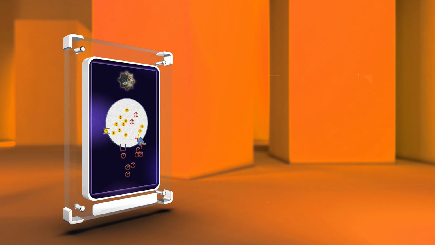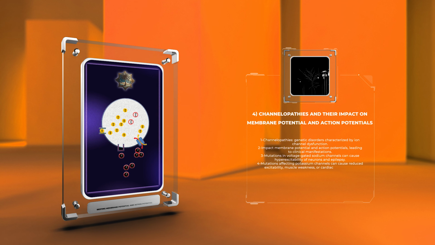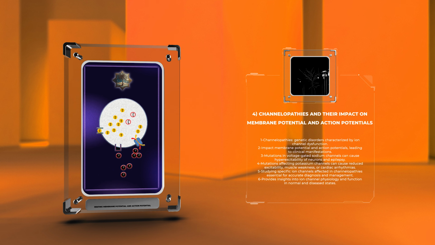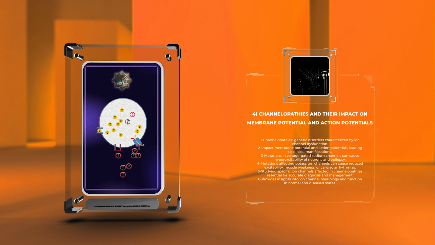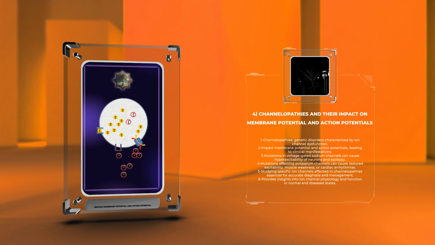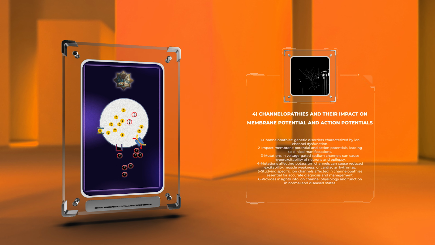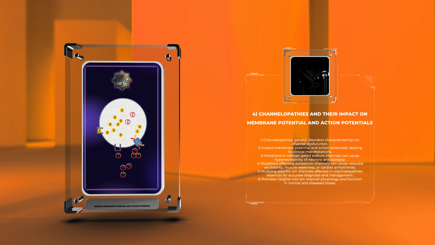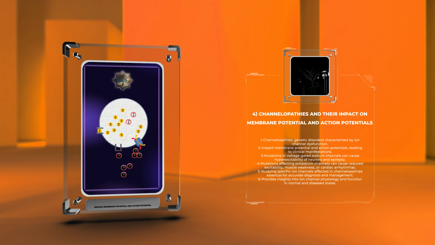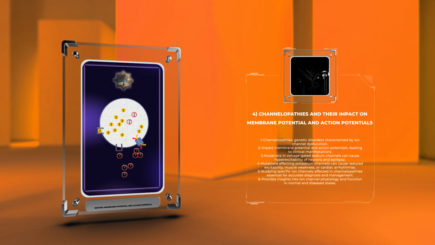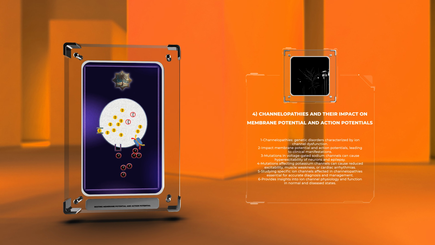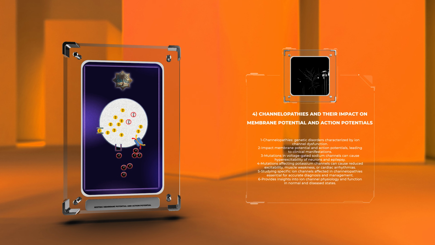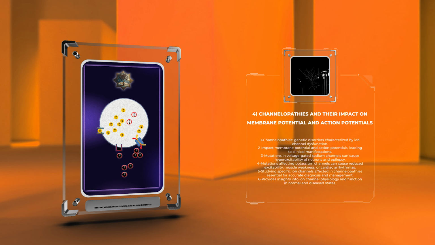Channelopathies are genetic disorders characterized by dysfunction in ion channels. These disorders can have a profound impact on membrane potential and action potentials, leading to various clinical manifestations. For instance, mutations in voltage-gated sodium channels can result in hyperexcitability of neurons, leading to conditions such as epilepsy. In contrast, mutations affecting potassium channels can cause reduced excitability, potentially leading to muscle weakness or cardiac arrhythmias. Understanding the specific ion channels affected in different channelopathies is essential for accurate diagnosis and appropriate management.